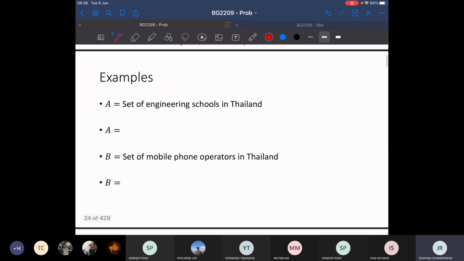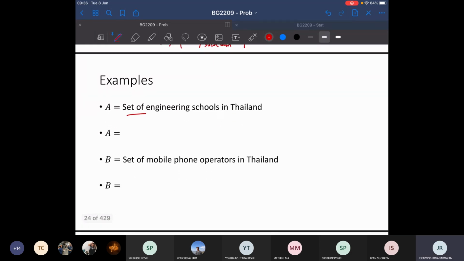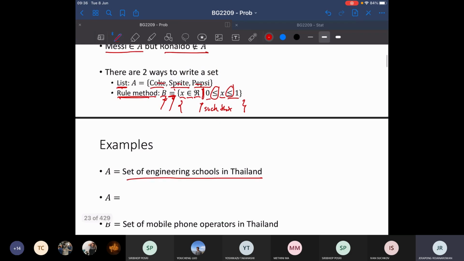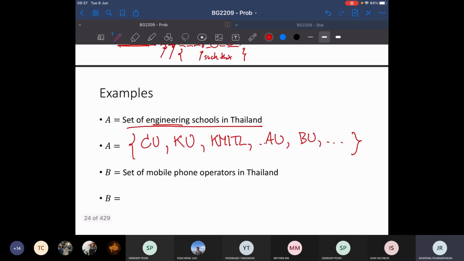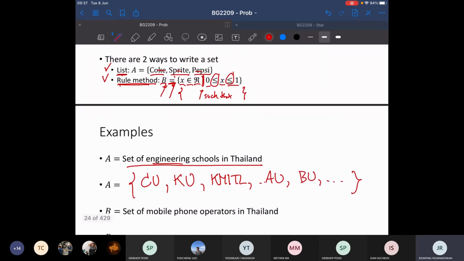Let's take a look at some examples. Set of engineering schools in Thailand. Which one are we going to use, the list or the rule? We cannot use the rule, right? Because we don't know how to write the rule for engineering schools in Thailand. So it's better to use the list. Chulalongkorn University, Kasetsart University, King Mongkut Institute of Technology, Ladkrabang, and then a bunch of them, our university, AU, Bangkok University, and so forth. A lot of them, right? So this is how we use the list.